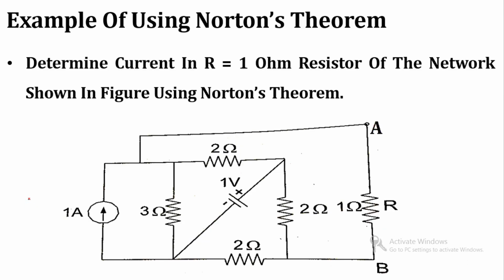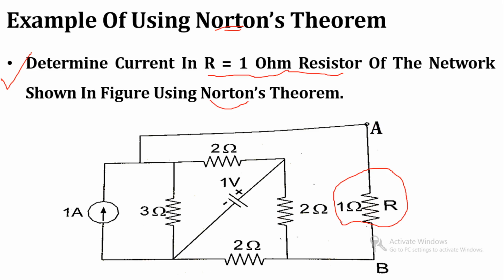Now, let us see one example by using Norton's theorem. The statement of the example is: determine the current in the R equal to 1 ohm resistor of the network by using Norton's theorem. We have to find out the current through this 1 ohm resistance by using Norton's theorem.